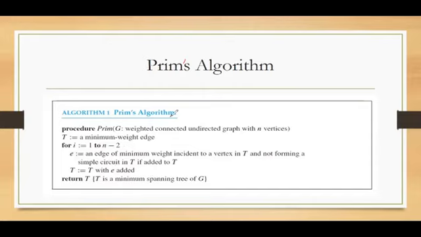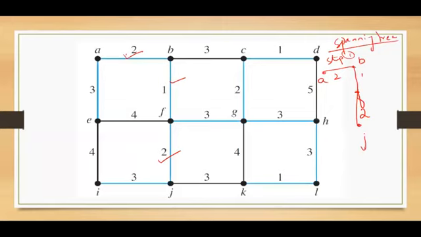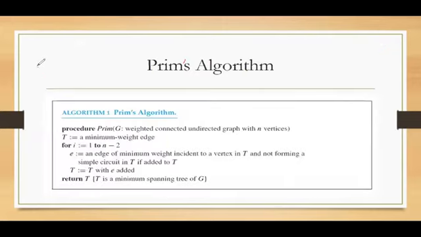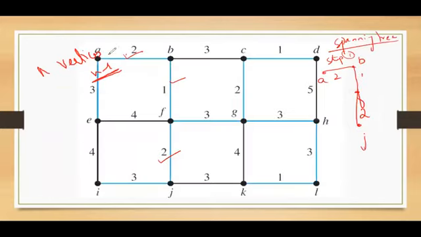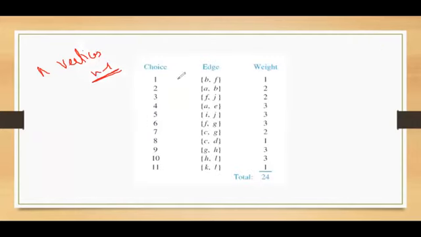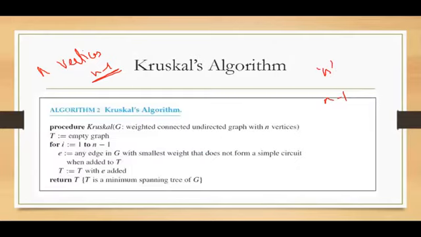Okay. Now, one more thing, how many edges should you add? If n is the number of vertices, then n minus 1 edges should be added. So let's count how many vertices are there here. Here we have 12 vertices. So we made 11 choices and added 11 edges. So basically in a spanning tree with n vertices, you will have n minus 1 edges. Okay. So next we have Kruskal's algorithm.